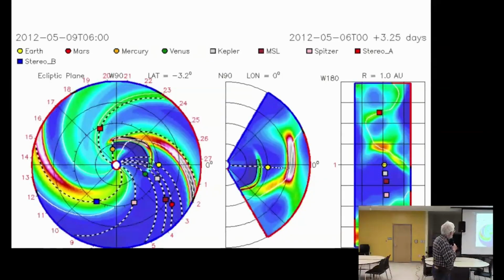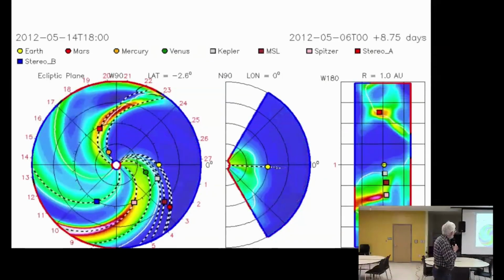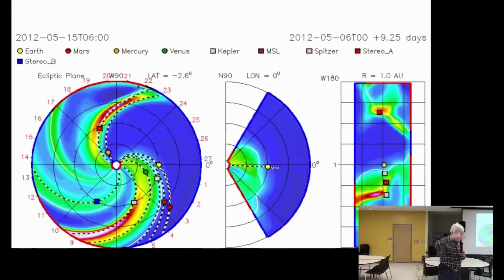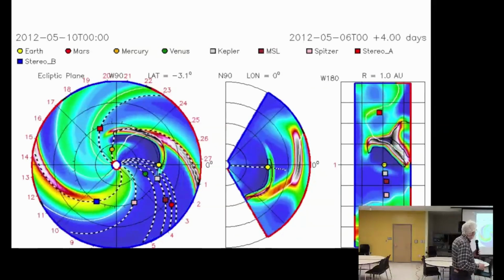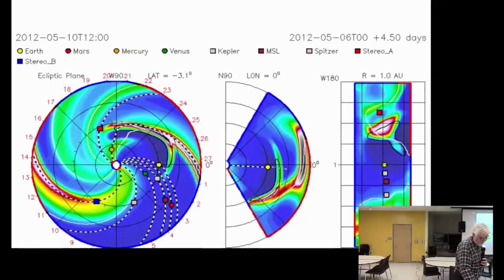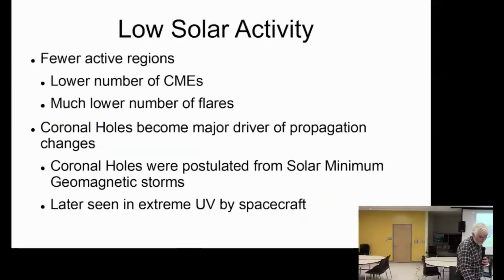And this is a tracking of a coronal mass ejection coming out of the sun and going out, and it hit the Earth. The Earth is a little yellow dot there, so the Earth got a glancing blow from that one.